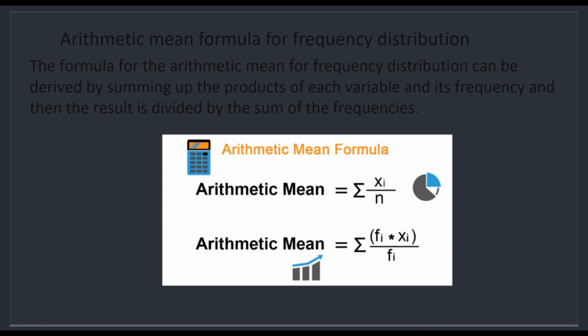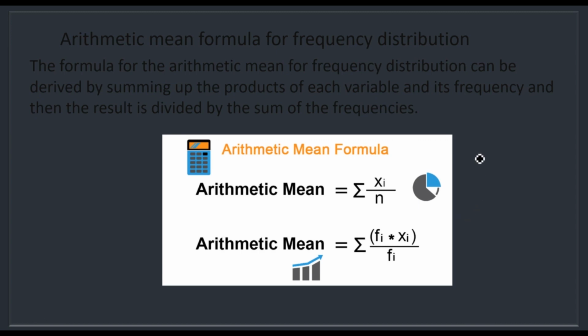So next, that was the normal data set. If the data set is given as a frequency distribution, then the equation is a little different. Arithmetic mean formula for frequency distribution: it can be derived by summing up the product of each variable and its frequency, and then dividing the result by the sum of frequencies.